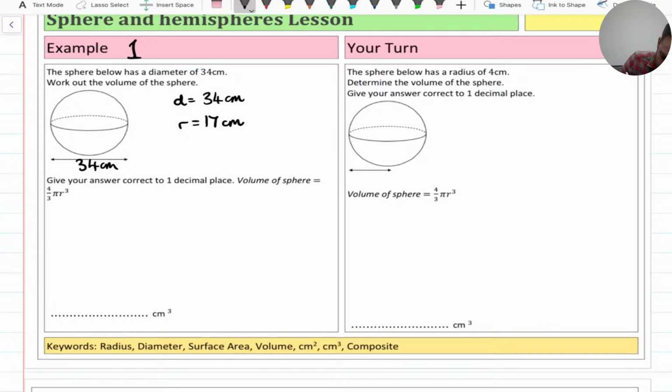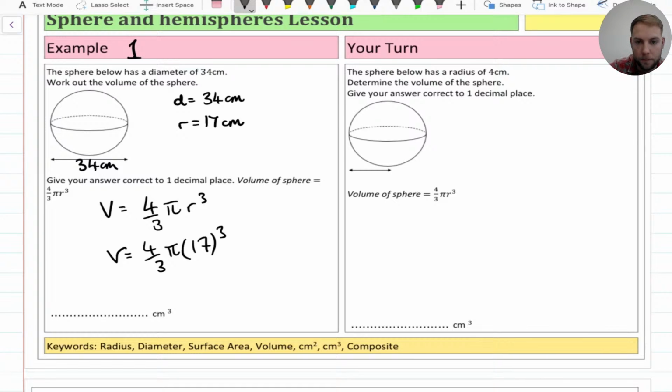So then the formula, they do actually give you the formula for the volume of a sphere. So the volume of a sphere is 4/3 pi r cubed. We sub in what we know, so the volume is equal to 4/3 pi times 17 cubed, making sure we're using mini brackets to substitute in. And then we're going to type that into our calculator.